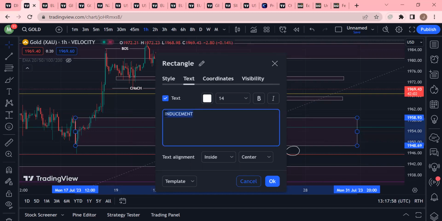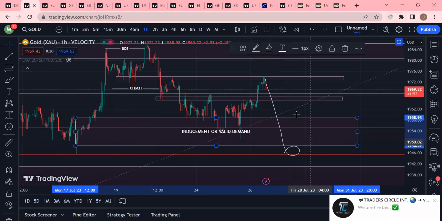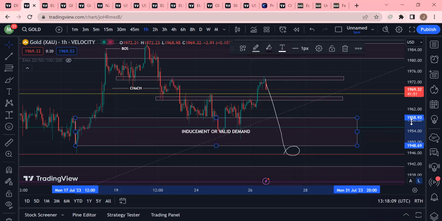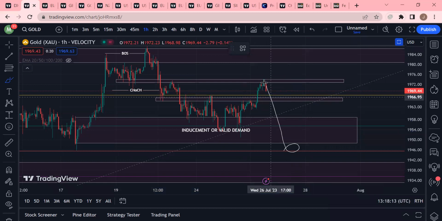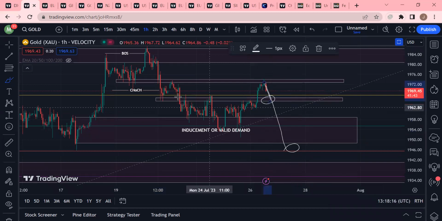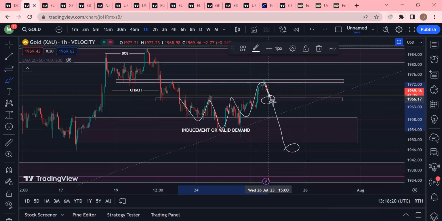Okay, let me just say inducement or valid demand. I guess, and so this is what you should look out for. If it's going to be a valid demand, that means 1968 must not fail, because we just have to come and test this head and shoulders pattern you see here, break the test, make it a valid demand, and continue going.